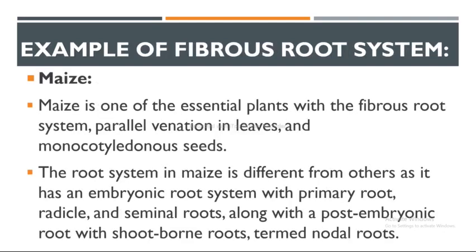So next I am going to discuss the examples of the fibrous root system, and the first example of the fibrous root system is maize. Maize is one of the essential plants with a fibrous root system, parallel venation in the leaves and monocotyledonous seeds. The root system in maize is different from the others as it has an embryonic root system with a primary root, radicle and seminal roots along with the post-embryonic root with the shoot-borne roots, termed the nodal roots.